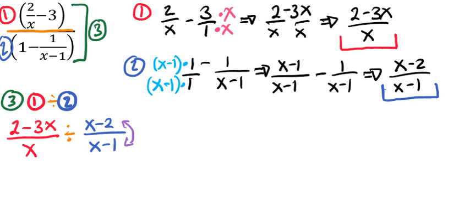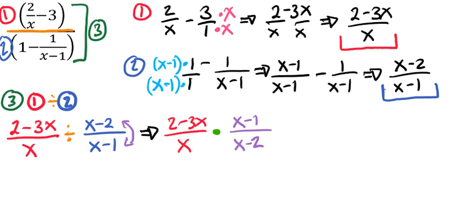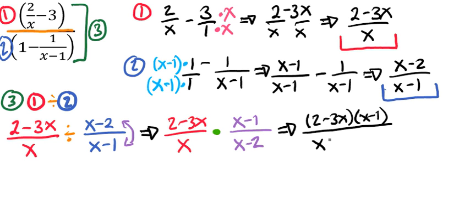So let's go ahead and rewrite that. So we have our keep, and then we have our change, and now we have our flip, and now we're ready to multiply those together. So I'm going to go ahead and put them together, and I'm going to get the quantity 2 minus 3x times x minus 1 over x times x minus 2. And then I need to see if I can cross anything out. And it doesn't look like we have anything that matches. And so here we're going to be done.